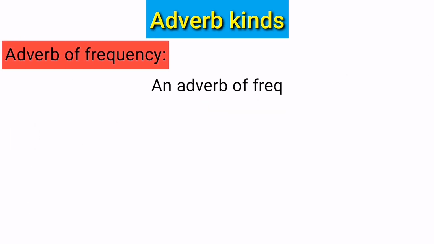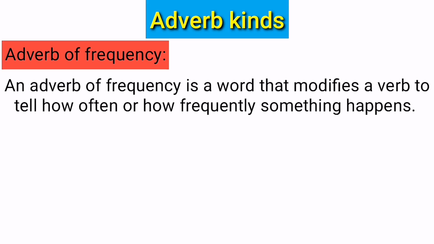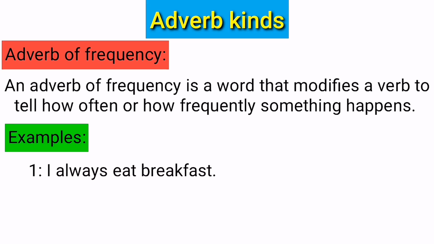Adverb of frequency. An adverb of frequency is a word that modifies a verb to tell how often or how frequently something happens. For example, I always eat breakfast. The adverb of frequency always modifies the verb eat to tell how often the action of eating breakfast takes place.